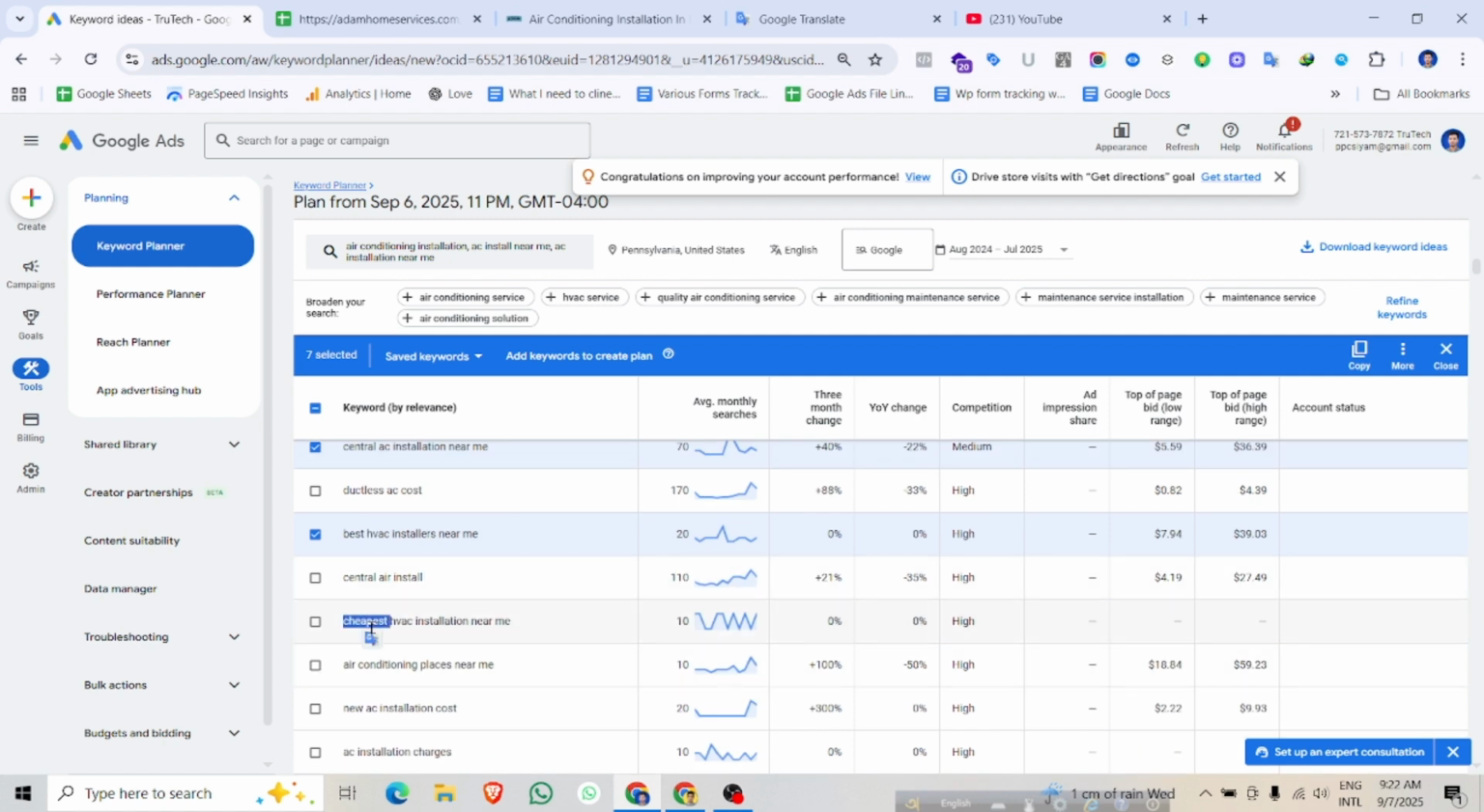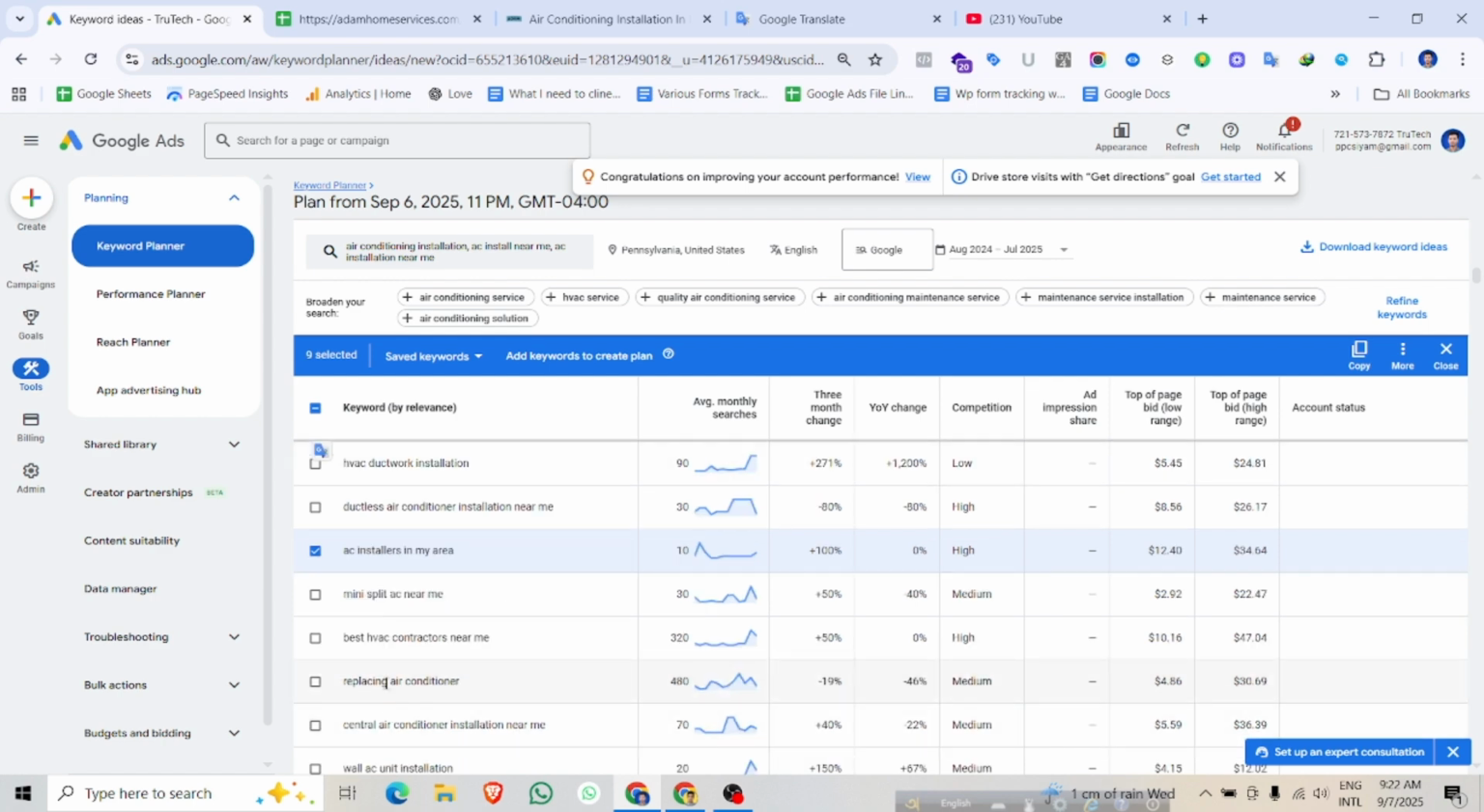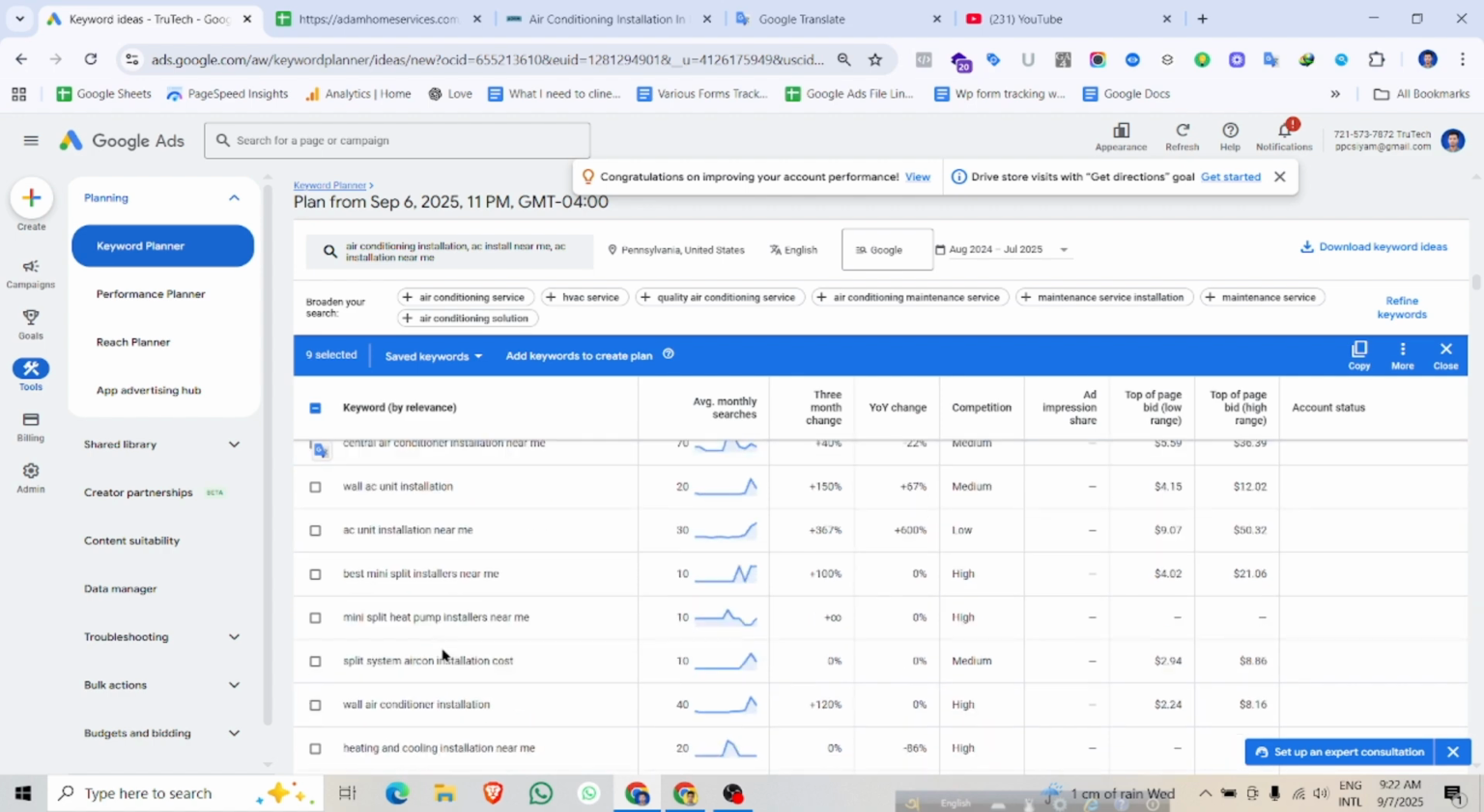Cheapest, okay, if your service is cheapest, you can include that. But people also... cheapest is bad, affordable is best, better than cheapest. Okay, new AC installation cost, their intent is cost, how much it costs, you can also include that in your targeted keywords. Air conditioning places near me, AC installation charge, AC installer in my area, best HVAC contractors, best mini split installer near me.